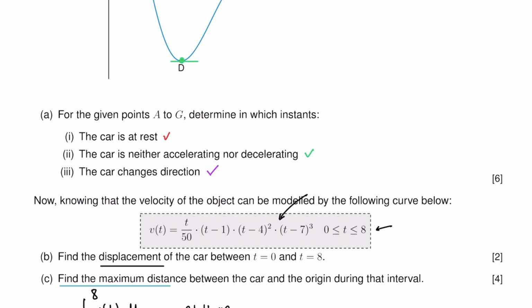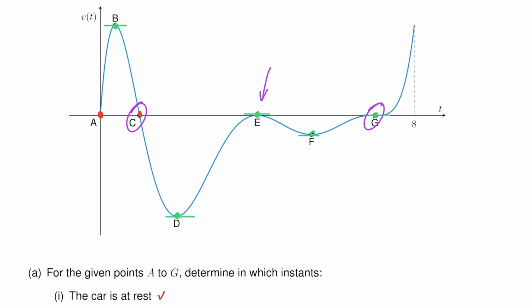Well, if the axis of displacement is oriented to the right and the object finishes on the left, then yes, it's completely possible for the displacement to be negative. We're actually going to draw a motion diagram in the next exercise, and that is going to be very clear. Now, why do we need to draw a motion diagram to find the maximum distance between the car and the origin during that interval? Well, it's easier to see and easier to explain if we do so.